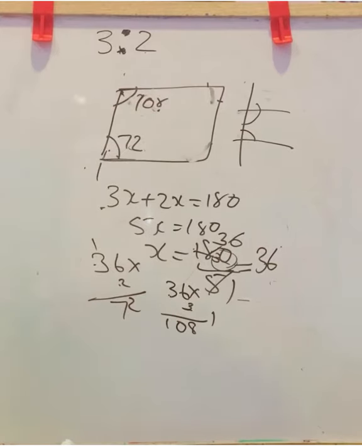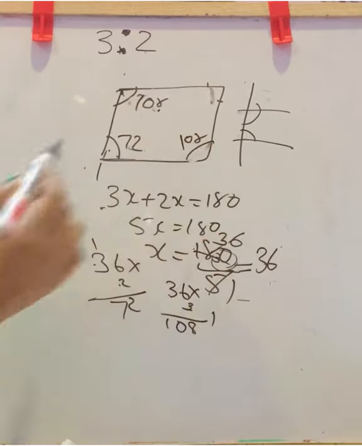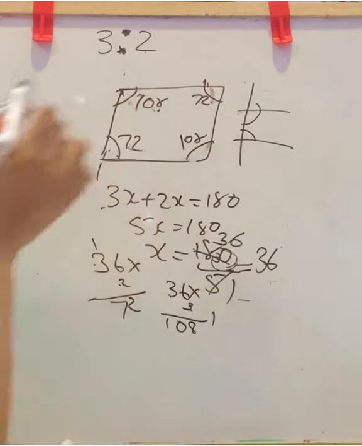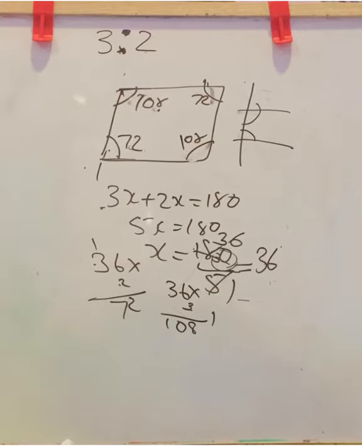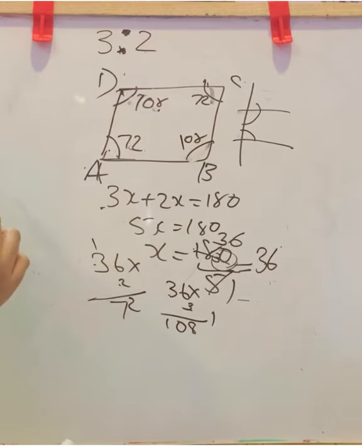We got this is 72. That is 2x, 2 into 36 is 72. This is 3 into 36, this is 108. And in a parallelogram, opposite angles are equal. So if this is 108, this is also 108. Reason is opposite angles. If this is 72, this is also 72. So if you name this ABCD, angle A equal to 72, therefore angle C equal to 72, opposite angles of parallelogram. If angle B equal to 108, then angle D equal to 108. Reason is opposite angles of parallelogram.